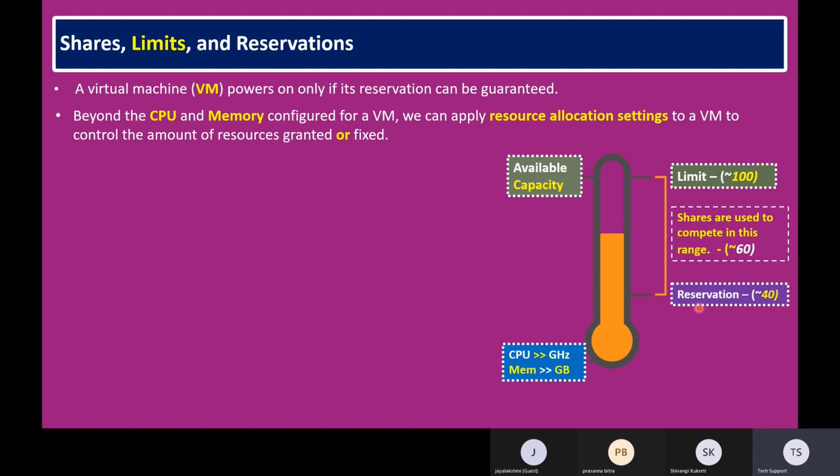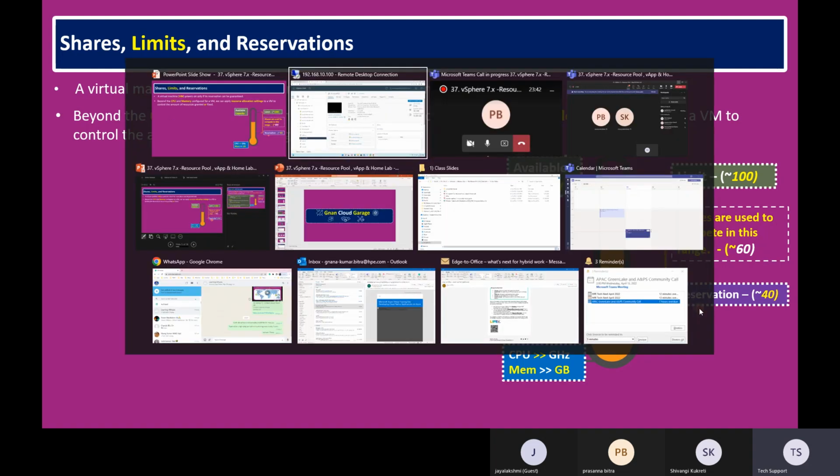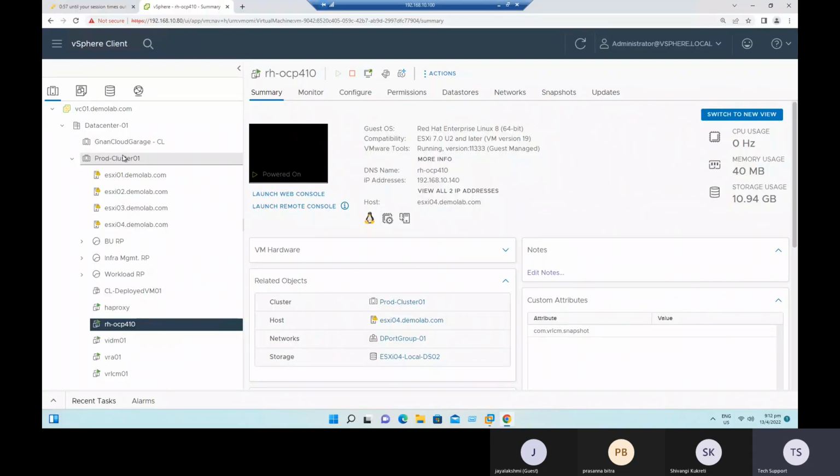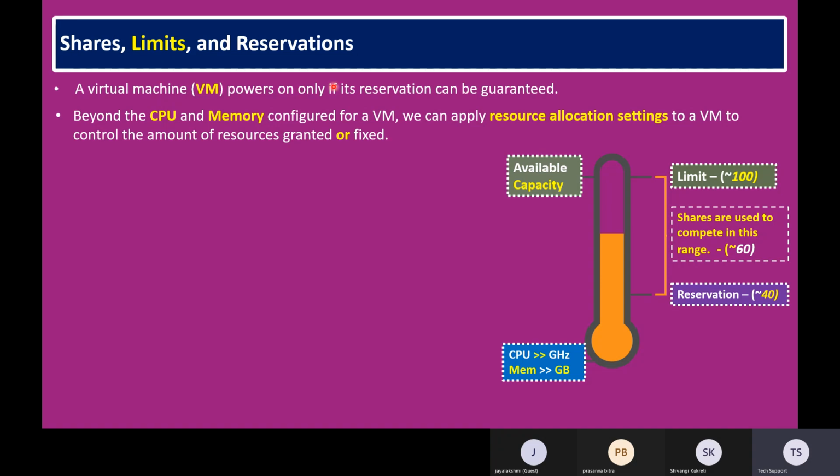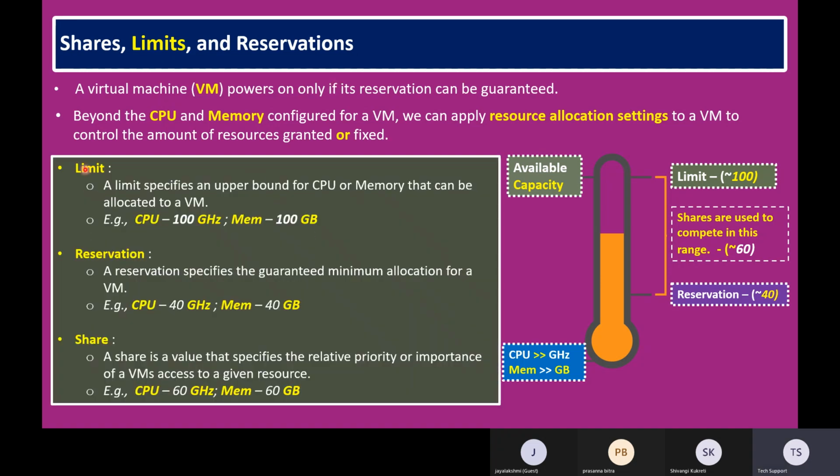Normally, the available capacity we have at the ESXi host cluster level, the total available capacity, is considered the limit, and within your total available memory, you can set some reservation. The remaining value is considered a share. Okay, let's try to understand the definitions also. A limit specifies an upper bound for CPU or memory that can be allocated to a VM. In the example I gave, CPU is 100 gigahertz and memory is 100 GB.